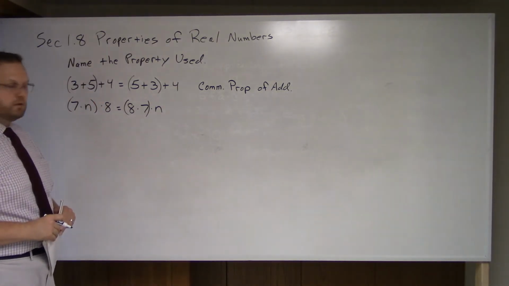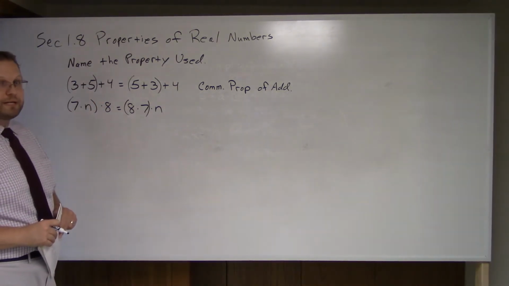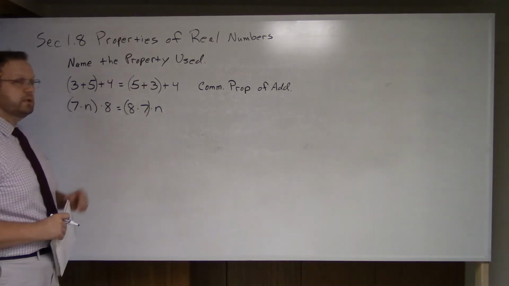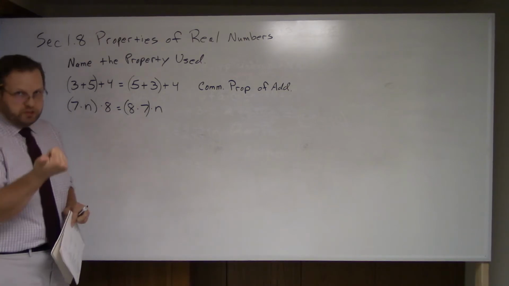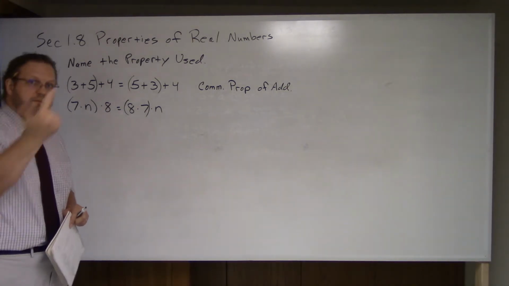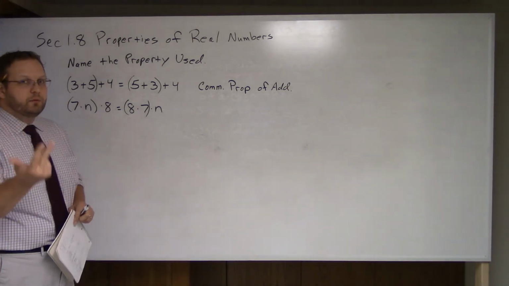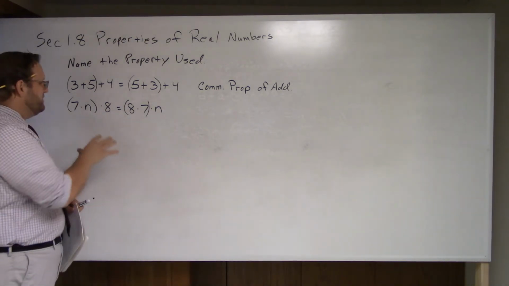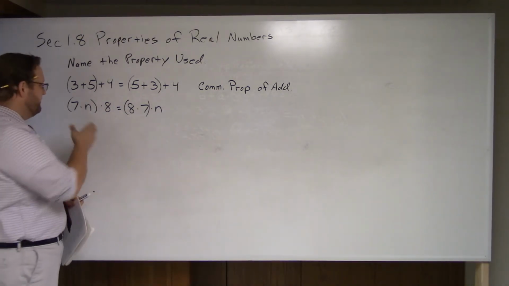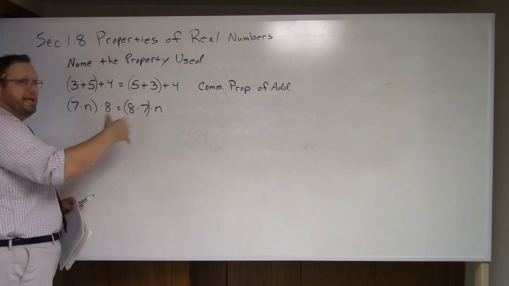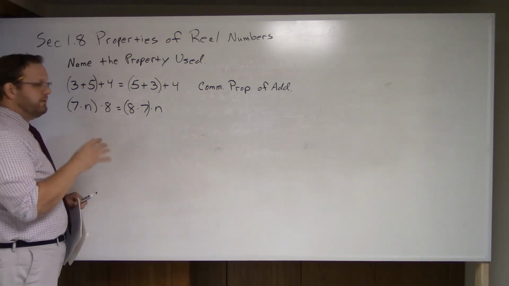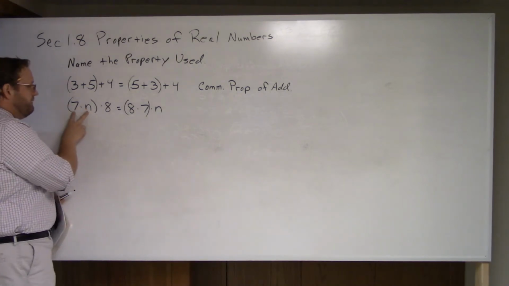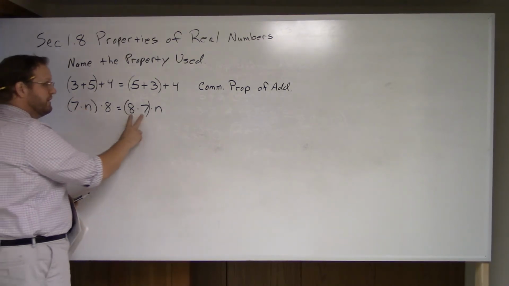Okay. What property or properties are being used in this one? We had commutative property of addition and multiplication. We had associative, addition and multiplication. And then we had the distributive. Distributive isn't really being utilized here because everything is multiplication and we're not breaking out of those parentheses. What we do have going on is 7 grouped with n and now 7 grouped with 8.